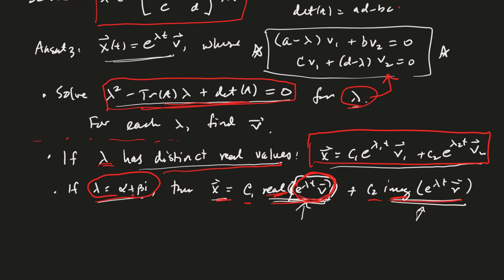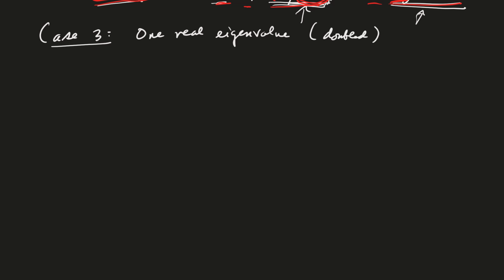And that brings us to the third case, which is the topic for today, case 3. One real eigenvalue, and so it's going to be doubled up. Now actually there are two cases I want you to think about.